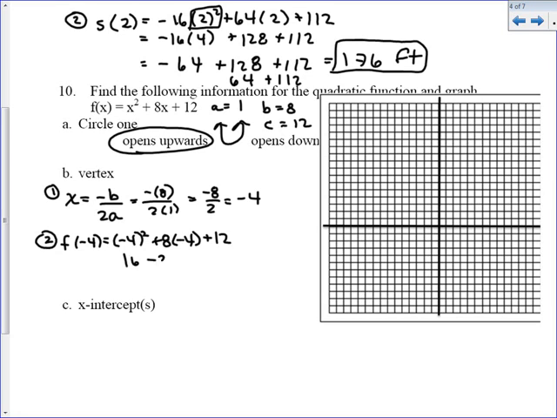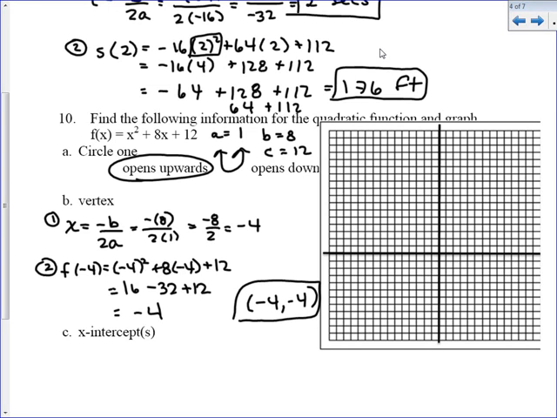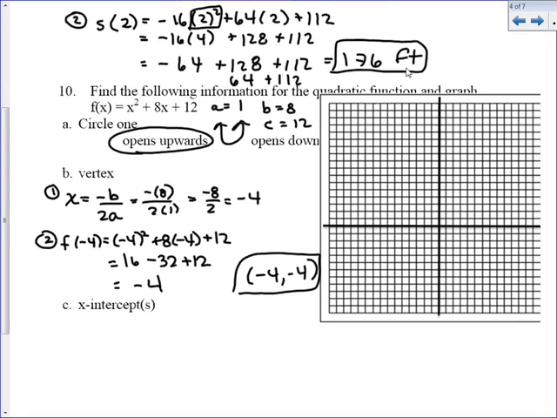This is 16 minus 32 plus 12, which actually gives me another negative 4. So you do both parts of that all in the vertex. And it happens to be the same coordinate here. It's not always. I mean, we saw right up here, it was 2, 176. Any questions still on the vertex?